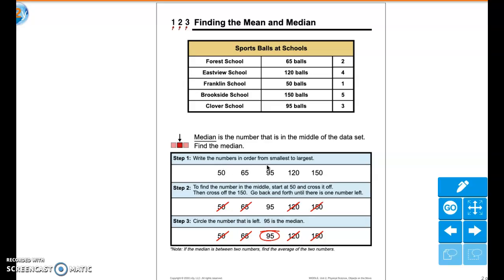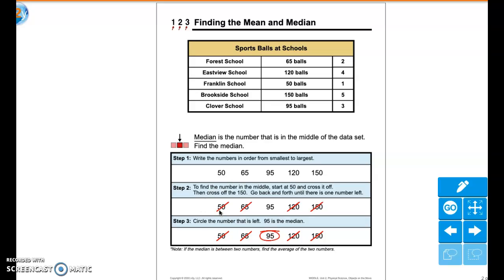Step 1, write the numbers in order from smallest to largest. So we wrote the numbers 50, then 65, 95, 120, 150. These are all the numbers from our chart. Okay, so we wrote all the numbers in order from smallest to largest. If it helps you to use a hundreds chart to figure out which numbers go in order, I can get you that as well.